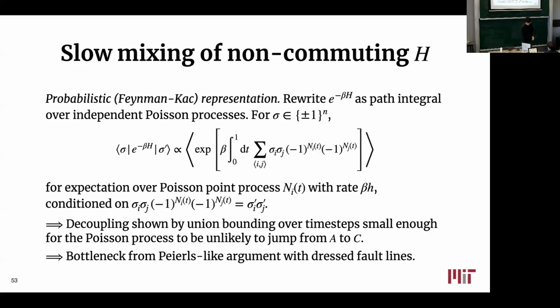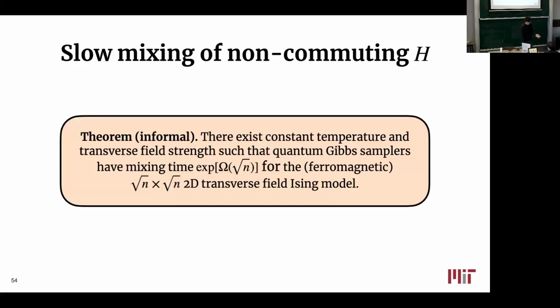Okay. So I think that's all I'm going to say about the methods of how we get to the transverse field Ising model result. But here's the result, roughly speaking. You can choose any temperature below some constant and any transverse field strength below some constant. You're going to get slow mixing like e to the root n on a root n by root n lattice for the transverse field Ising model in the ferromagnetic phase.